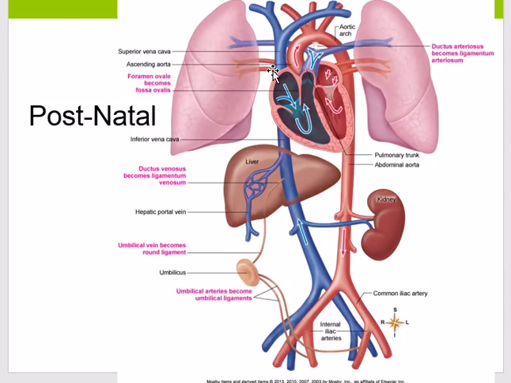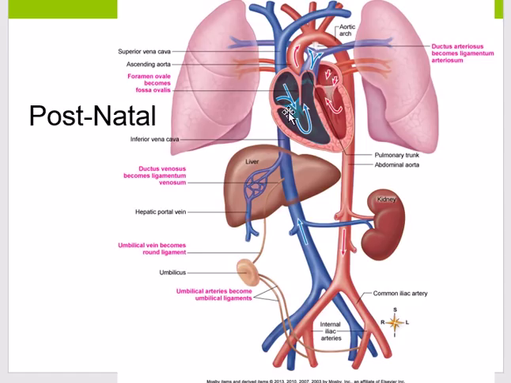Another change is the foramen ovale right here becomes the fossa ovalis. So what it actually does is it closes off and forms almost like a scar in the area, so that blood now can move properly through the heart. We don't want blood moving back and forth between the right and left atrium.